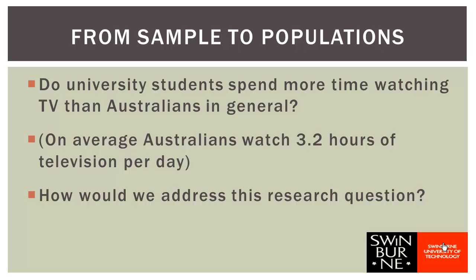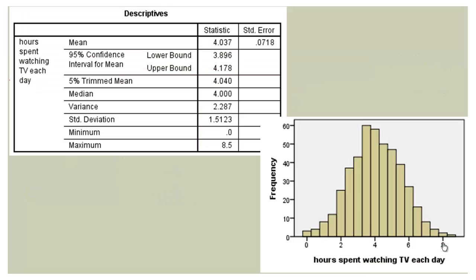The population here is all Australian university students, but we can't go and ask every Australian university student how much time they spend watching TV, so we'll have to work with a sample. We take a sample of Australian university students, we ask each person in the sample how much time they spend watching TV each day, and we record it in hours. So this is a metric variable. We'd start with the explore procedure to see how time spent watching TV was distributed in our sample.